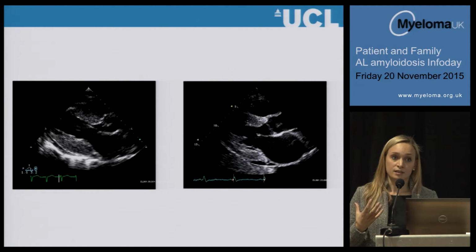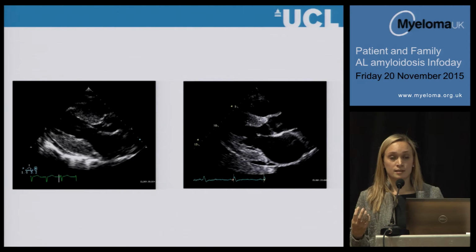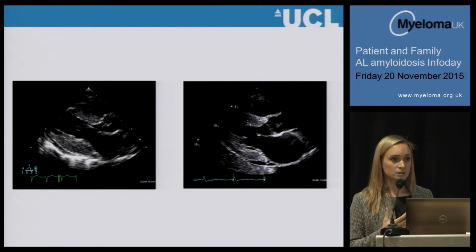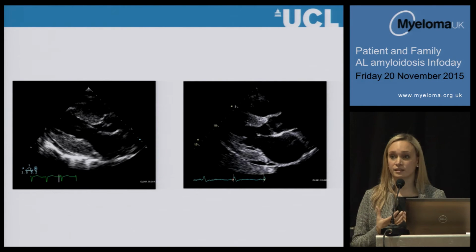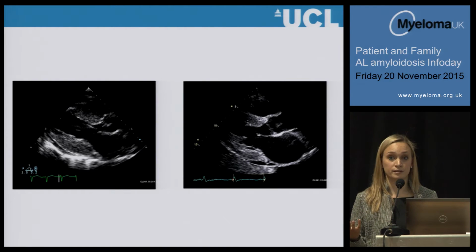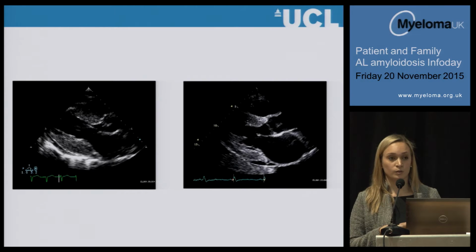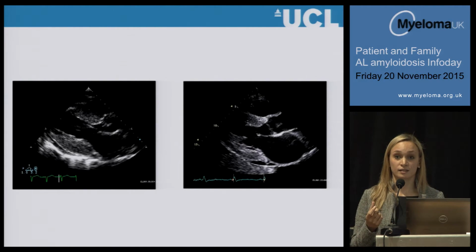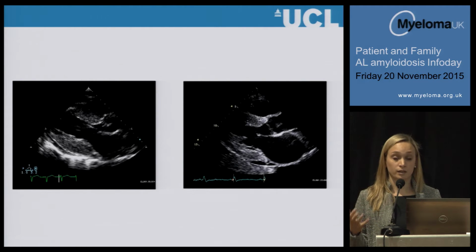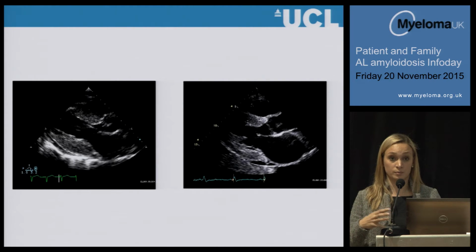The problem sometimes, not every time, is that the echo is not conclusive for presence or absence of amyloid, because there are several conditions that can increase the wall thickness that are different from amyloid. And one that is very common is hypertension. So if you go to your GP and the heart is very thick, the first thing the GP will think is, okay, this is down to hypertension. There's high blood pressure, so the muscle becomes thicker than normal.